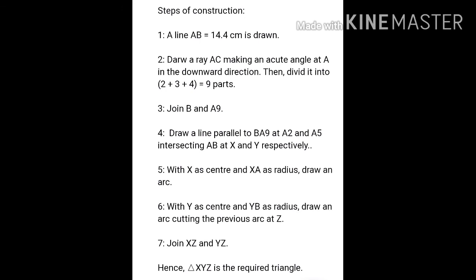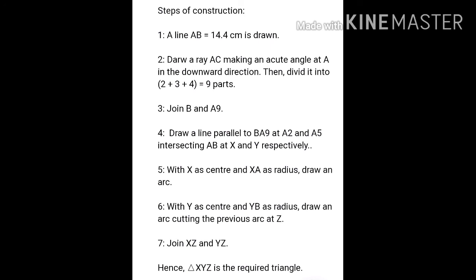The first step is draw the base by taking the measure of the perimeter, which is given as 14.4 centimeter. So draw the base. You can give any name, A, B, B, C, X, Y, whatever you want to. So first of all, draw the base of length 14.4 centimeter as the perimeter is given 14.4 centimeter. First step. Now the second step, draw a ray AC making an acute angle, that means by taking any acute angle less than 90 degree.